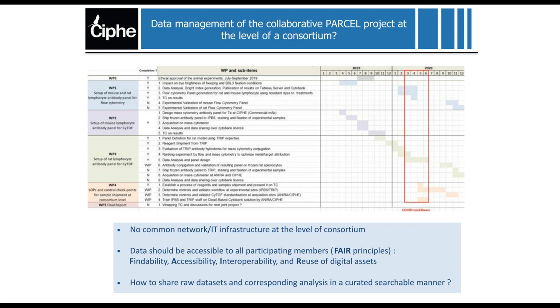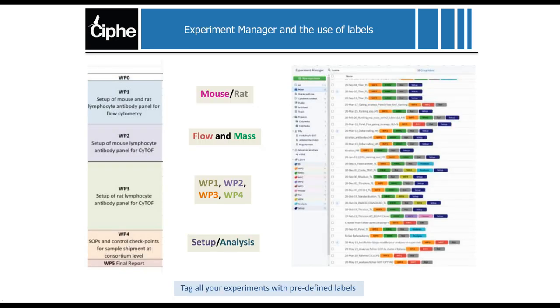And then, how to share raw data sets and corresponding analysis in a curated, searchable manner? Cytobank was very good for that. Why? Because we could define labels to tag all of our several experiments. So to recall, in this consortium, we deal with mouse and rat immunophenotyping. We have flow and mass cytometry data sets. There are 4 work packages. There are some experiments that are designed for setup and others for actual analysis of samples that we need to deliver results for. So you need organization, and we did this through this sequential approach.